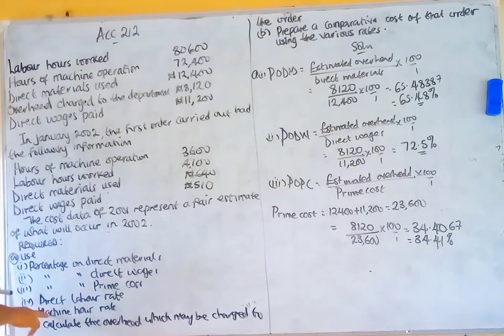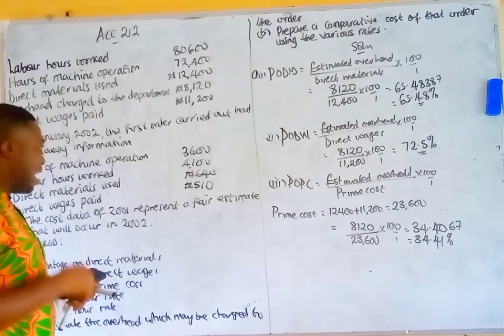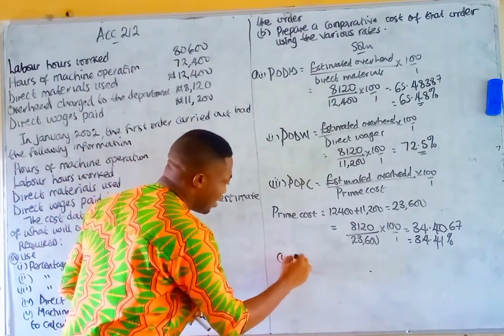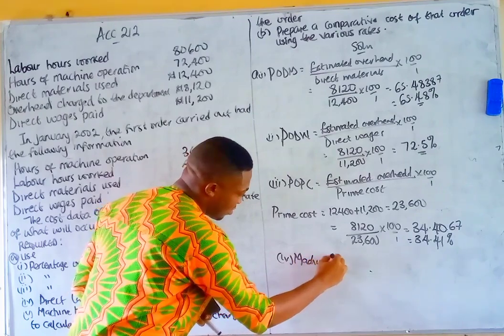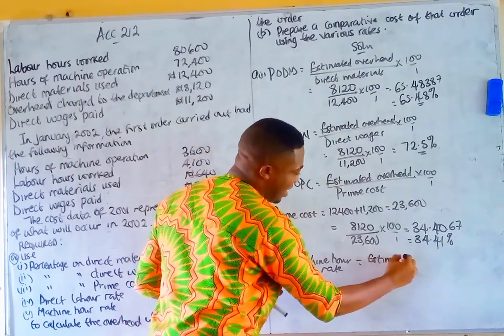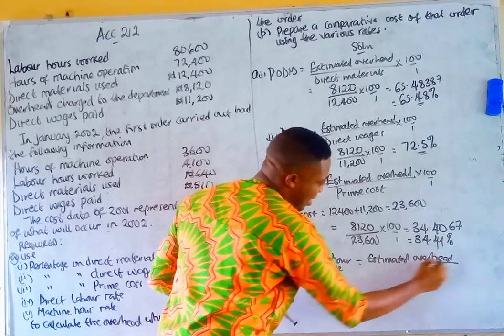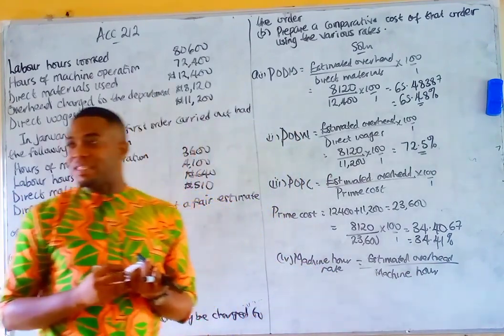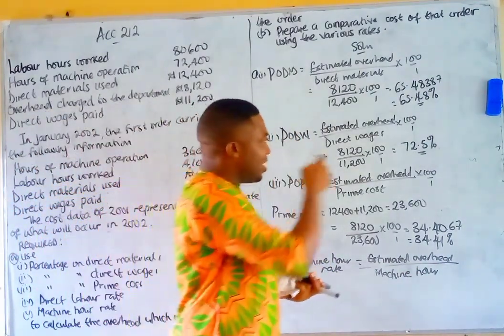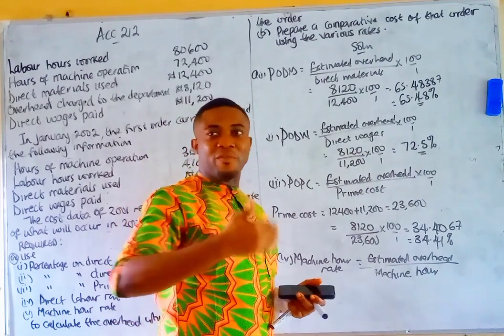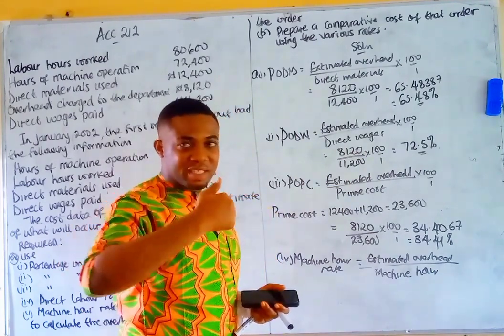Now let's get the machine hour rate. I want to know how much they are going to charge per machine hour for the subsequent year. The formula for the machine hour rate is estimated overhead divided by estimated machine hours. Please, this is not in percentage, because some of you just get carried away. We are looking at the rate they're going to pay for the number of hours used on the machine.